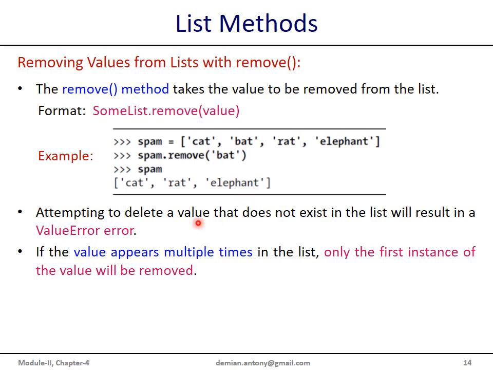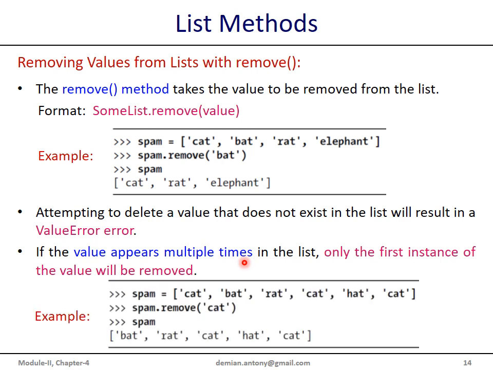If you attempt to delete a value that doesn't exist in a list, it will result in a ValueError. And if the value appears multiple times in a list, then only the first instance of the value will be removed from the list, and all other subsequent values are retained in the list after the remove method.